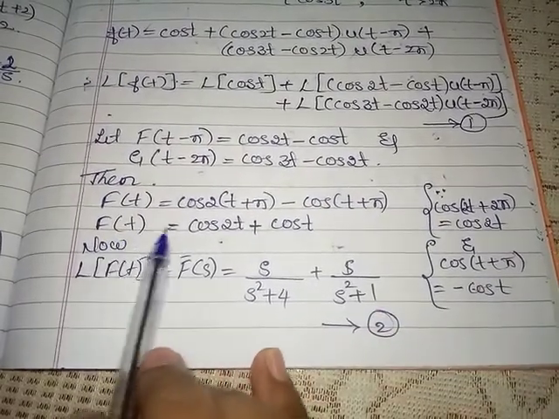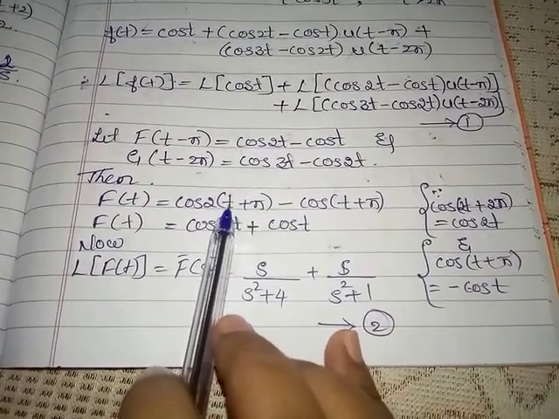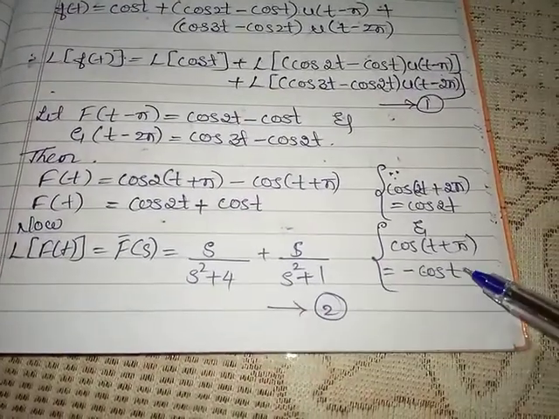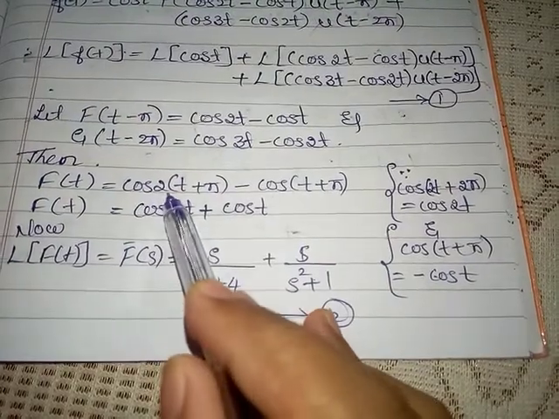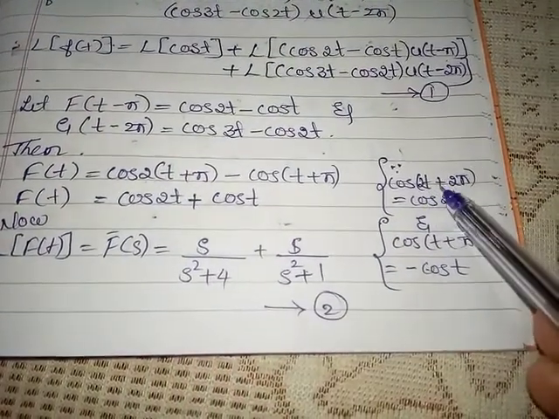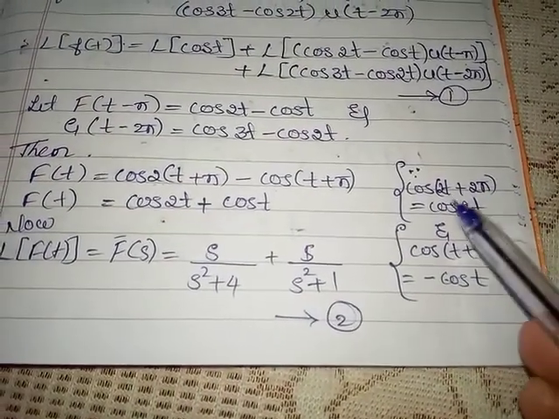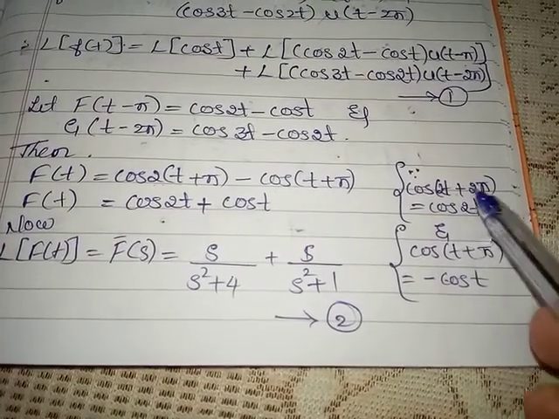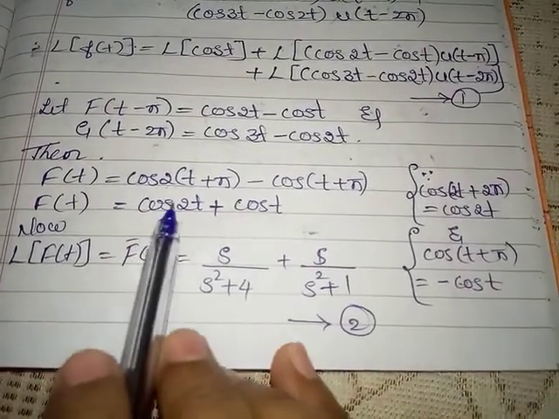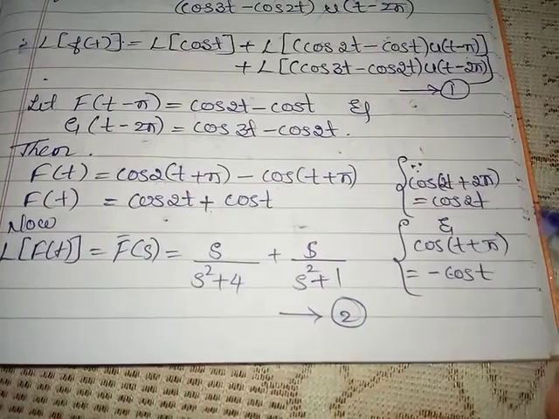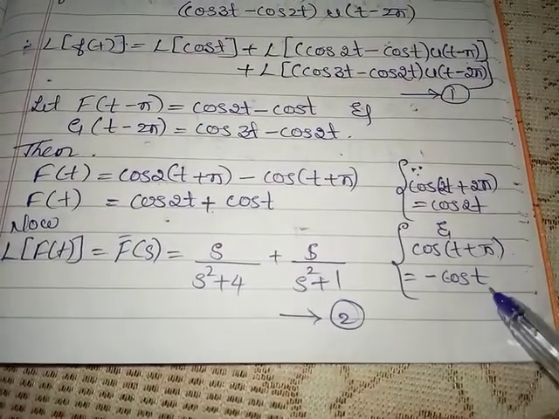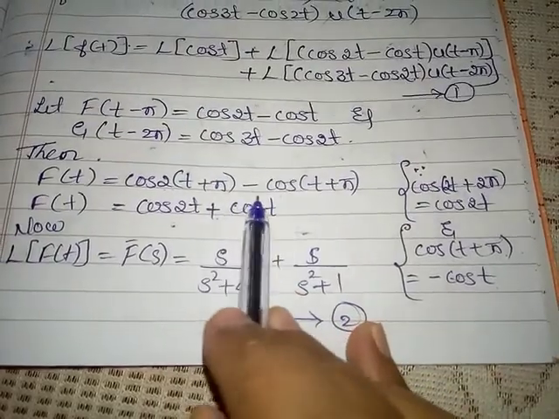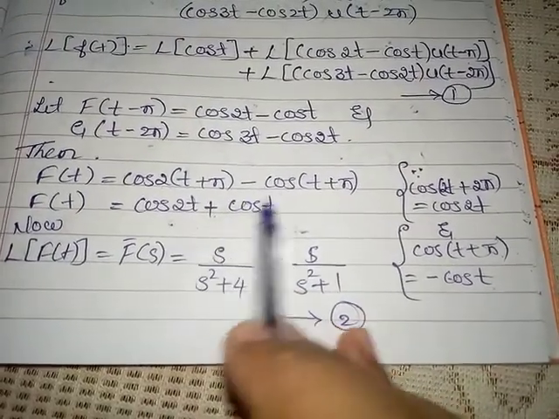f(t) is equal to cos 2(t + pi), which is cos 2t + cos 2 pi. We know that cos(2 pi + theta) is cos theta, so I am writing cos 2t plus cos(t + pi). Cos(theta + pi) is minus cos theta, therefore minus becomes plus cos t.